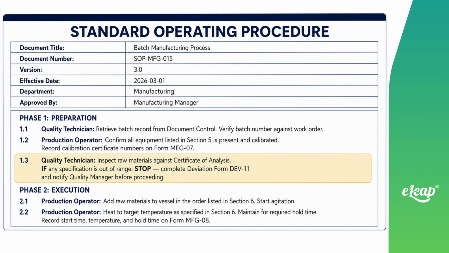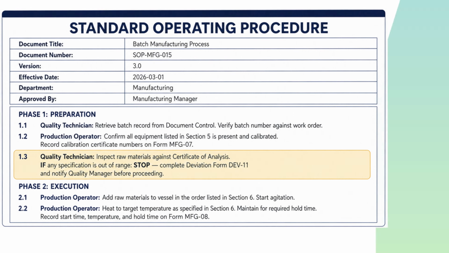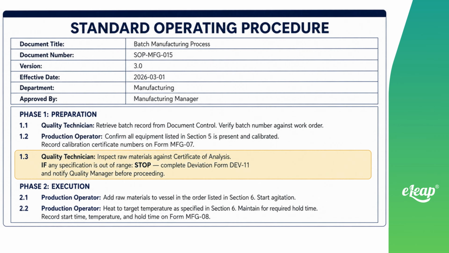Here is template 2. The procedure is organized into phases. Phase 1 is preparation. Phase 2 is execution. Each phase has numbered sub-steps with the role assigned at the start of each step, so there is never ambiguity about who is responsible for what. Notice step 1.3. The decision point is written as an explicit conditional. If specification is out of range, stop, complete the deviation form, notify the quality manager before proceeding. In a simple numbered list, that instruction often gets buried. In the hierarchical format, it stands out as the critical control point it is.